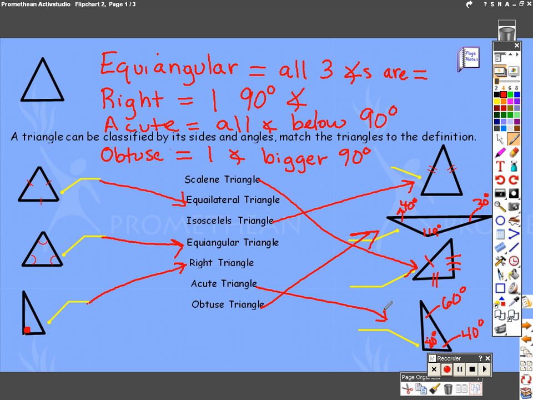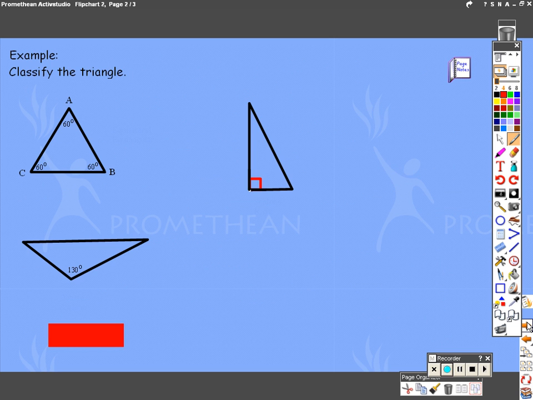Before I leave you, let's do a couple practice ones. Okay, 60, 60, 60. All the angles are the same, so this one is going to be equiangular. And by the way, if it's equiangular, it's also equilateral. Okay, this has an angle measure of 130 degrees. What type of triangle has an angle bigger than 90? I hope you said obtuse. And this one, this symbol's the symbol for 90 degrees. It points out that this is a right triangle.